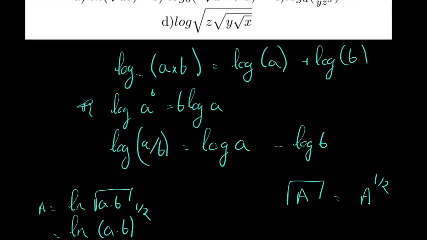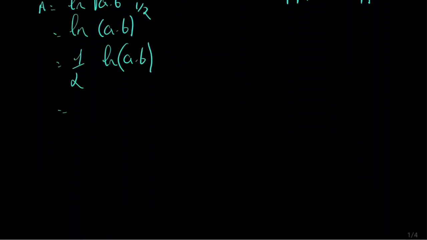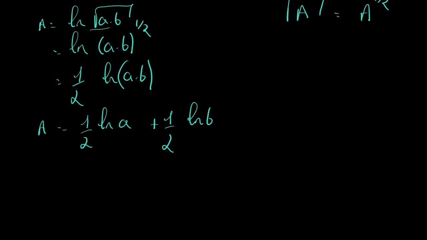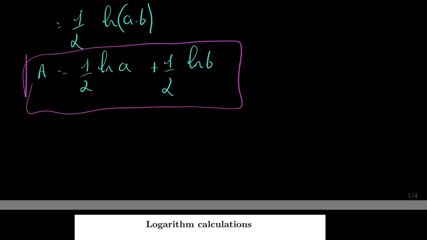And using property number 1, number 2, and number 3, using property number 1, we know that this thing is equal to 1/2 natural logarithm of a plus 1/2 natural logarithm of b. And here we turn some big logarithm into the addition of very simple logarithms. And we are done with the first question.